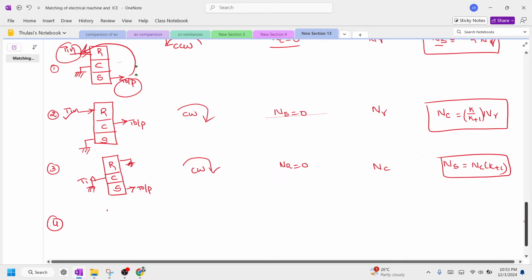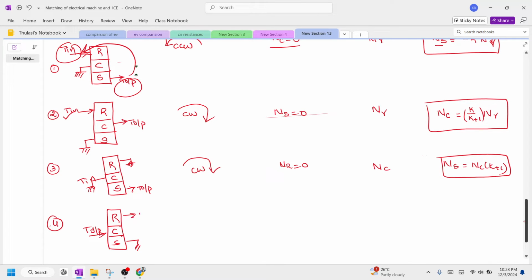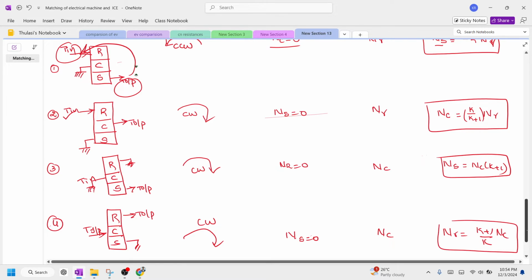So the fourth one: we are going to have R, C, S, and this is grounded, the input is the carrier gear, and this is the output gear, and the direction of rotation taken is clockwise. What is grounded is the sun gear, whose speed is 0, the input is the speed of the carrier gear, and the output is the ring gear. So the ring gear speed is k plus 1 divided by k times the carrier speed. This is the relation we have.